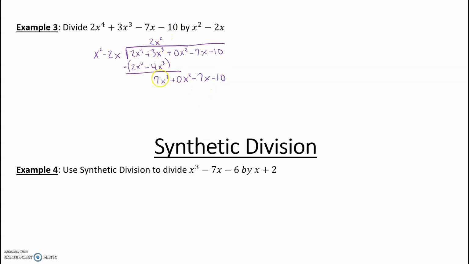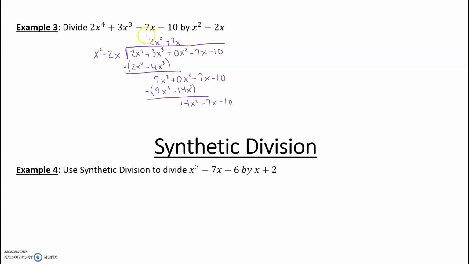X squared times what gets me 7x cubed? X squared times positive 7x. 7x times x squared gets me 7x cubed. 7x times negative 2x gets me negative 14x squared. Do you see why I put that placeholder in there? And we're going to subtract this whole row. Minus negative becomes 0 plus 14. And drop it all down again.